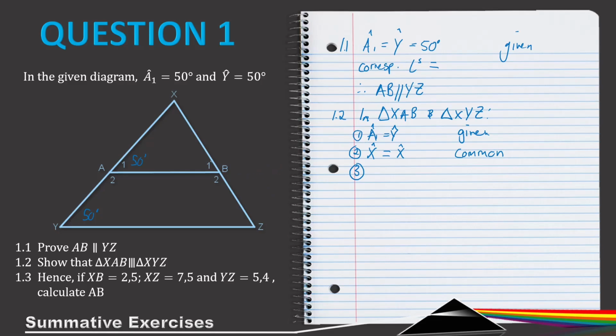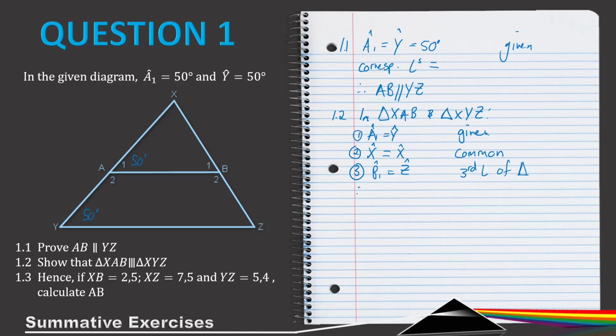We can either say B1 is equal to Z because they are corresponding angles, since AB is parallel to YZ. But what I normally do is, when you have already proven two angles in a triangle equal, the third one would automatically also be equal. So what we're definitely going to say is B1 is equal to Z. But the difference is you can choose which reason you want to use, whether corresponding angles or that it's the third angle of a triangle. Okay, third angle of triangle.